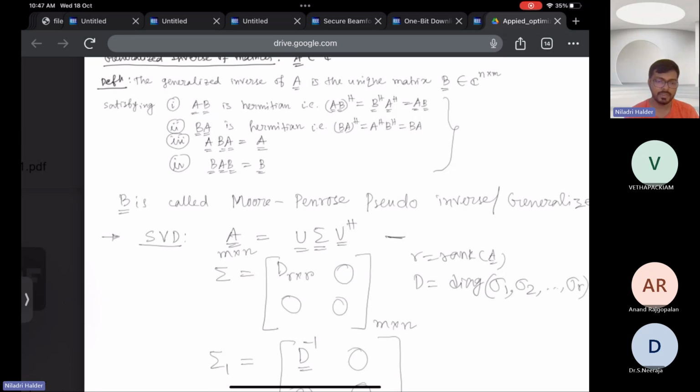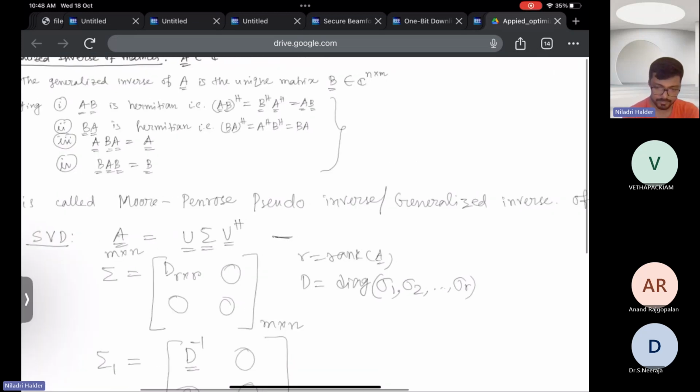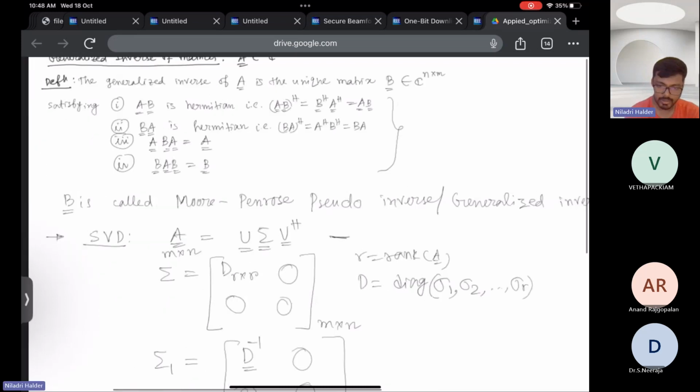AB should be Hermitian, that is, AB Hermitian is equal to AB, and BA should also be Hermitian, and ABA is equal to A, and BAB is equal to B. Then B is called the Moore-Penrose pseudo inverse or generalized inverse, and is denoted by A dagger.